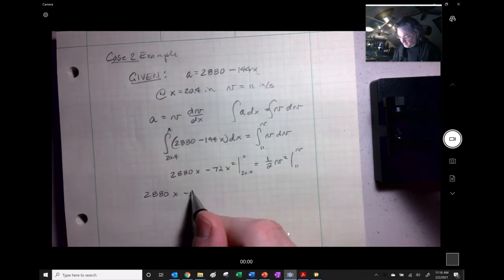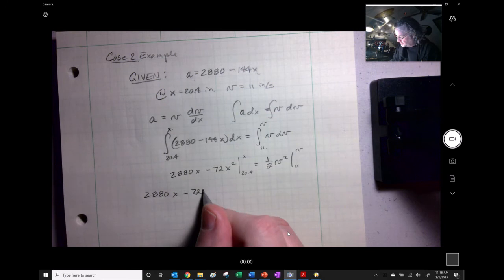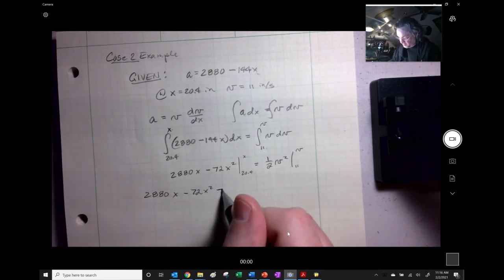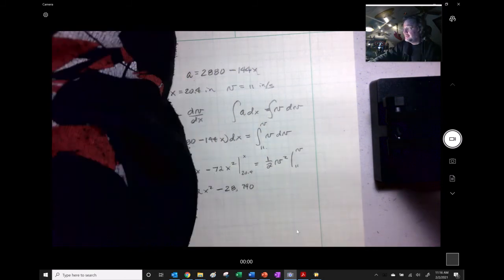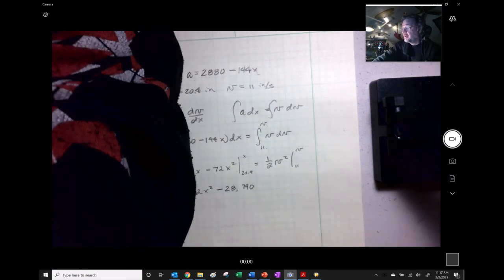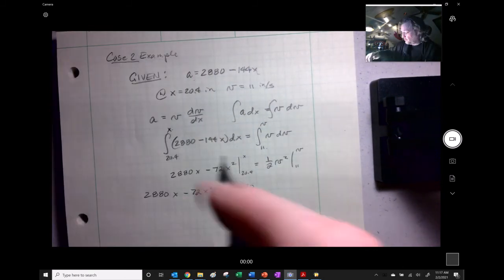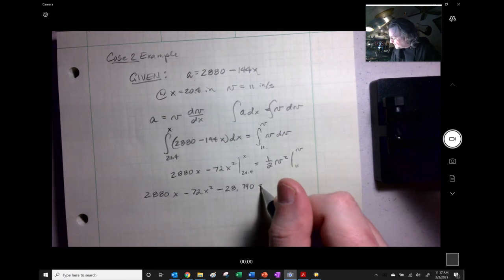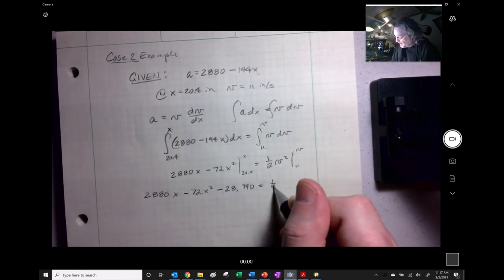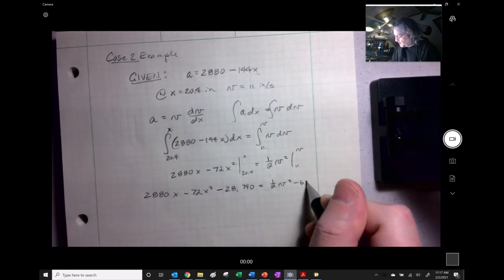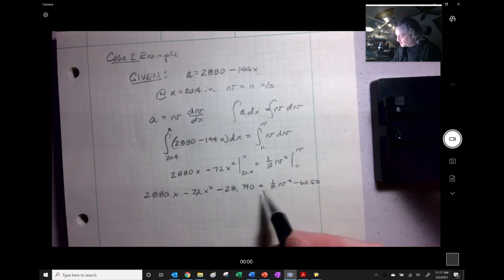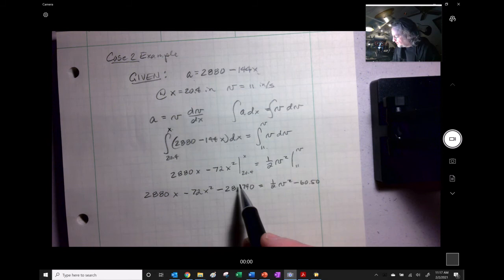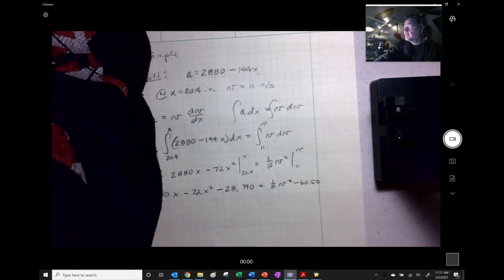2880x minus 72x squared minus 28,790. I just want to double check that because I have gotten the math wrong before when doing this. And that equals 1/2 v squared minus 60.5. So we can rewrite this whole thing out there by combining those constants there. And did I do that? Let's see.